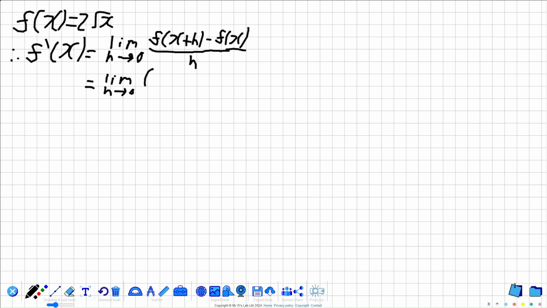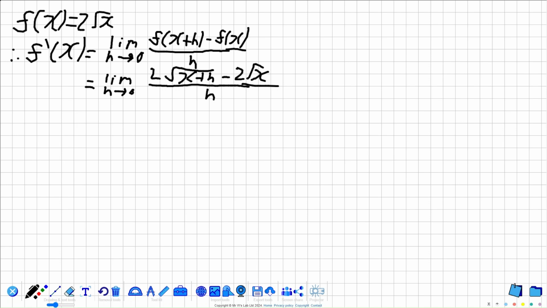And we're just going to write an equation. So we've got where we just put x plus h, where x is minus the f(x) normal formula. So we'll just have 2 square root of (x plus h), and then minus 2 root x, and this will just be over h.